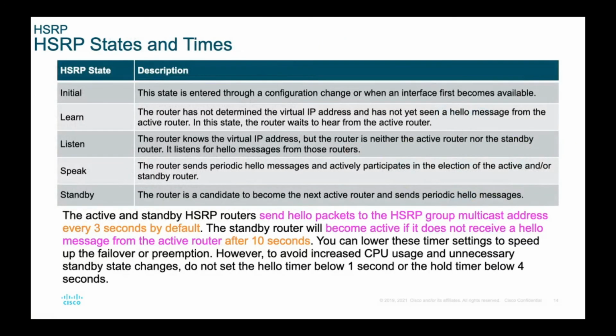There are several states when we implement HSRP. First, the start is the initial state. The state is entered through a configuration change, when the interface becomes available, when we create the virtual IP address. Then it turns to learn, in order to determine if there is another active router. If there is no active router, that router will become the active router. Otherwise, it changes into a standby router and is put in listen mode.